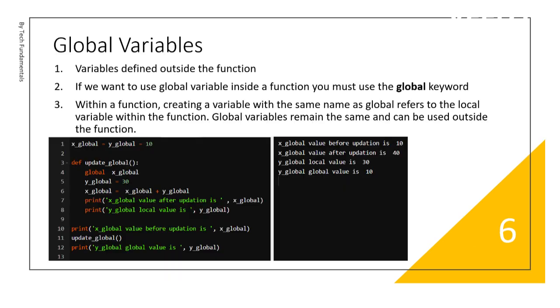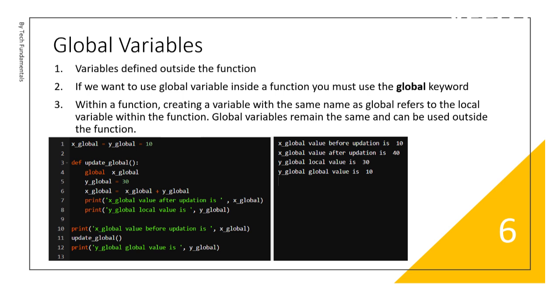A global variable is defined outside a function. If you use a global variable inside a function, you must use the global keyword. If you create a variable with the same name as a global inside a function, it will refer to the local variable inside the function. Global variables remain the same and can be used outside the function.